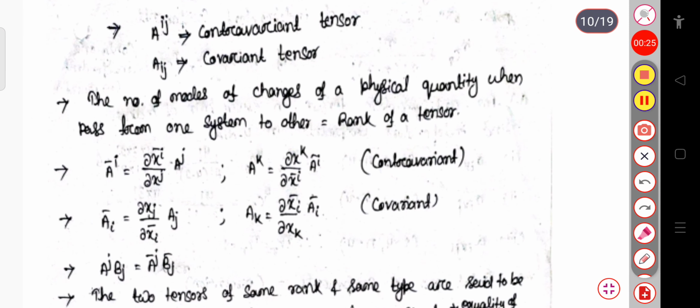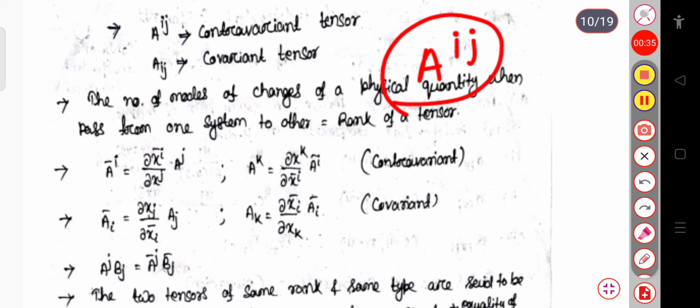Now you can see here, when I write A with ij in the power, i and j are the indices, then A^ij is called the contravariant tensor. And when I write A with the indices ij in the subscript, A_ij, this is called the covariant tensor. The number of indices present is called the rank of the tensor, and here the rank is 2, and also here the rank is 2.